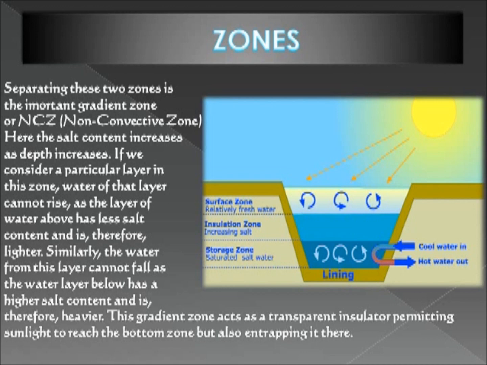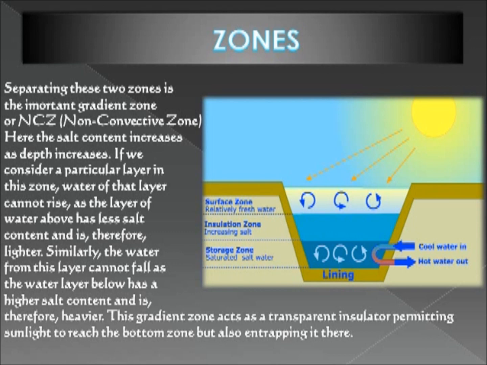And now separating these two zones is the most important zone, the middle zone, the non-convective zone. Here the salt content increases as the depth increases. If we consider a particular layer in this zone, water of that layer cannot rise, as the layer of water above has less salt content and is therefore lighter.